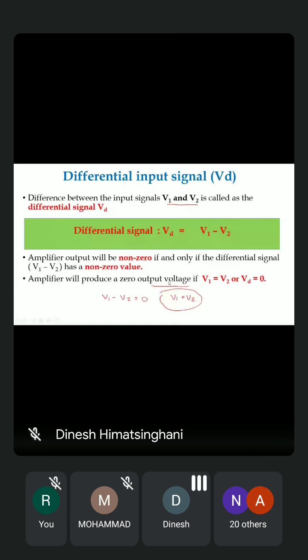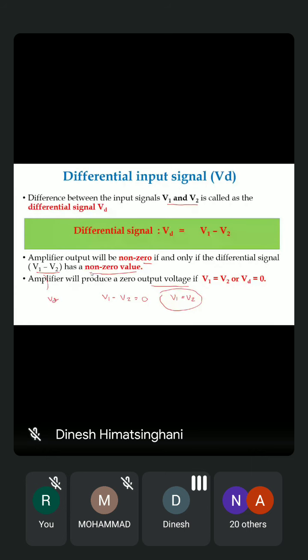The amplifier output will be non-zero only if V1 minus V2, which is your VD, has a non-zero value. So if VD, or in other words V1 minus V2, has a non-zero value, then the output of the amplifier will be non-zero.